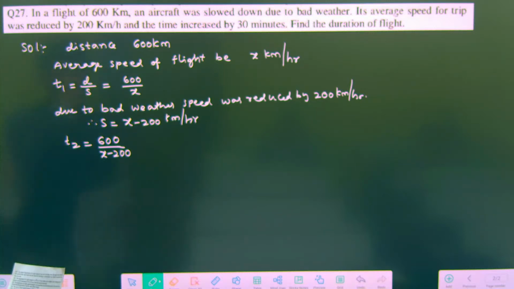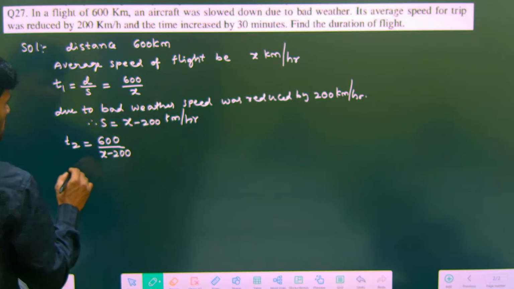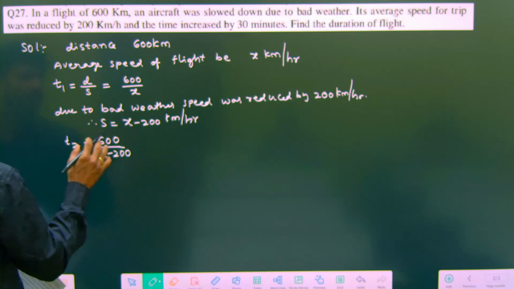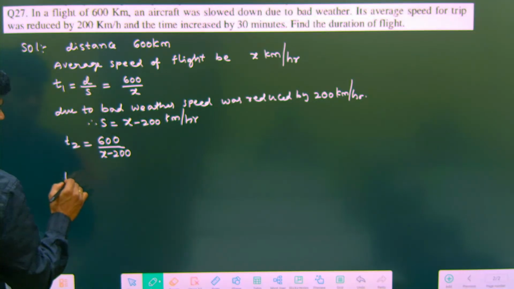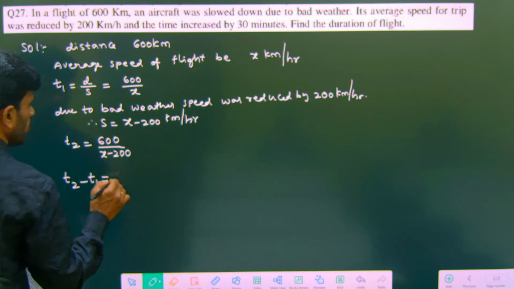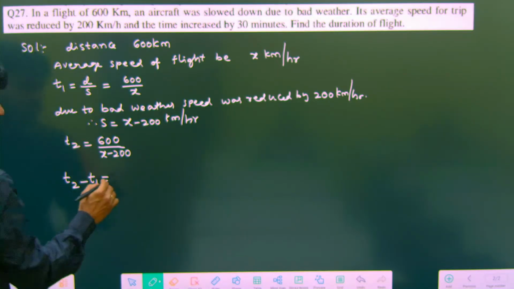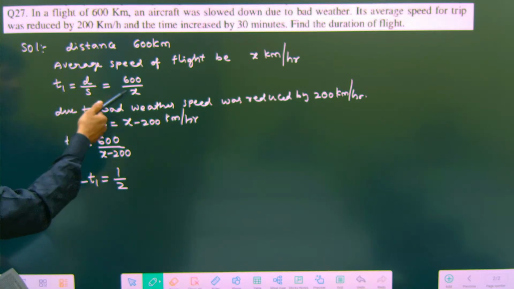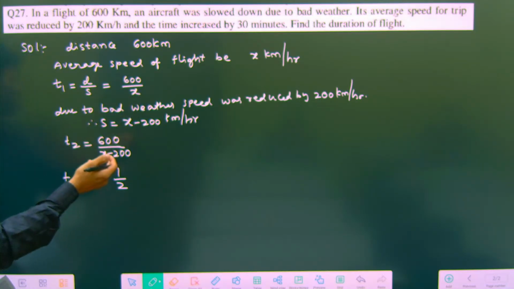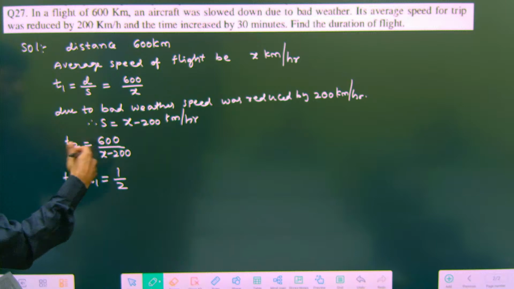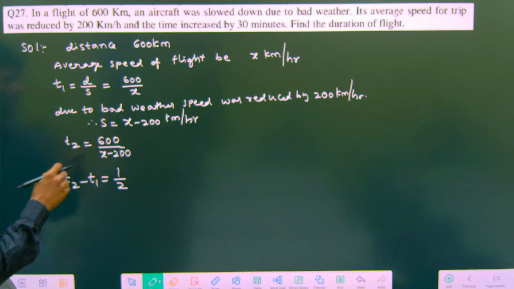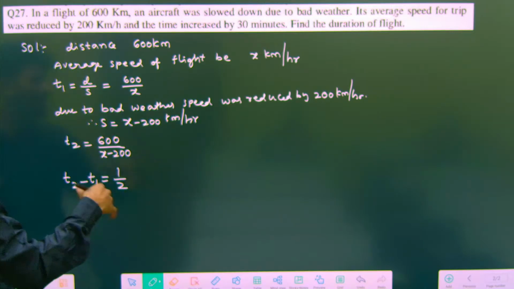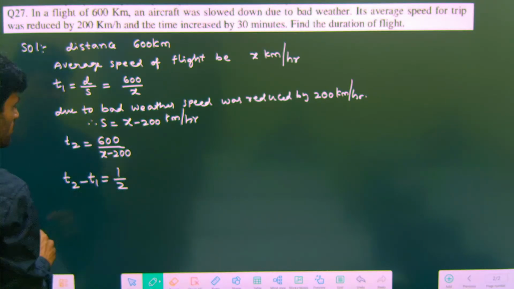This is the second case time. Now here, because speed is decreased, time is increased by 30 minutes. So T2 is 30 minutes more than T1. So T2 minus T1 is equal to 30 minutes more, meaning half an hour. We should substitute here. First case, distance by speed, second case also distance by speed. In the first case, speed is x kilometers. Second case, because it is 200 kilometers less, it is decreased to x minus 200. 600 by x, 600 by x minus 200. In the second case, 30 minutes more it is. So that's why T2 minus T1 is equal to half.